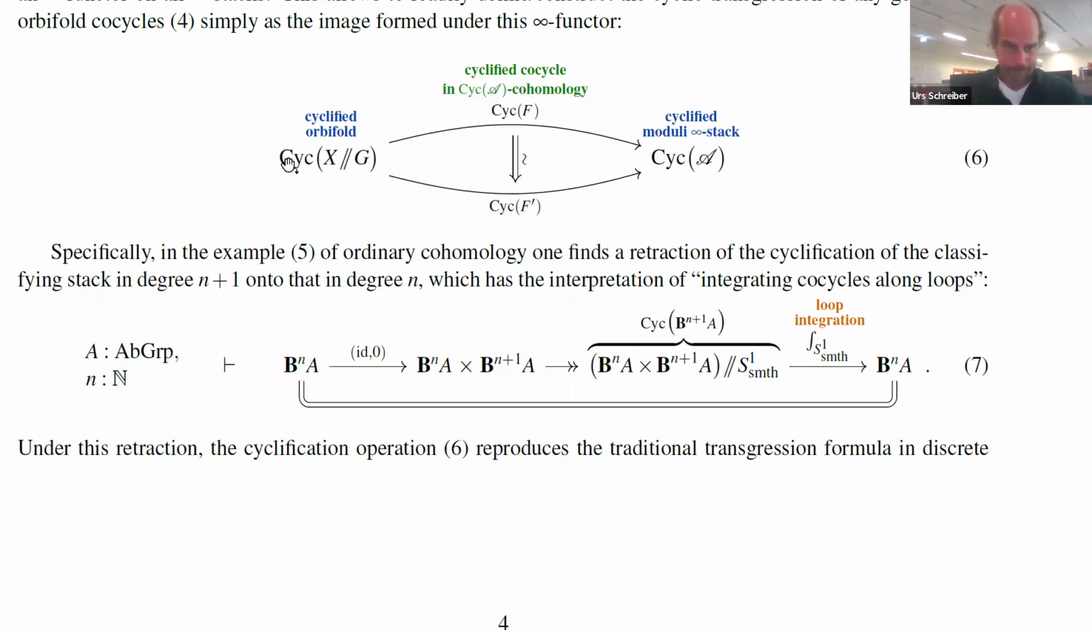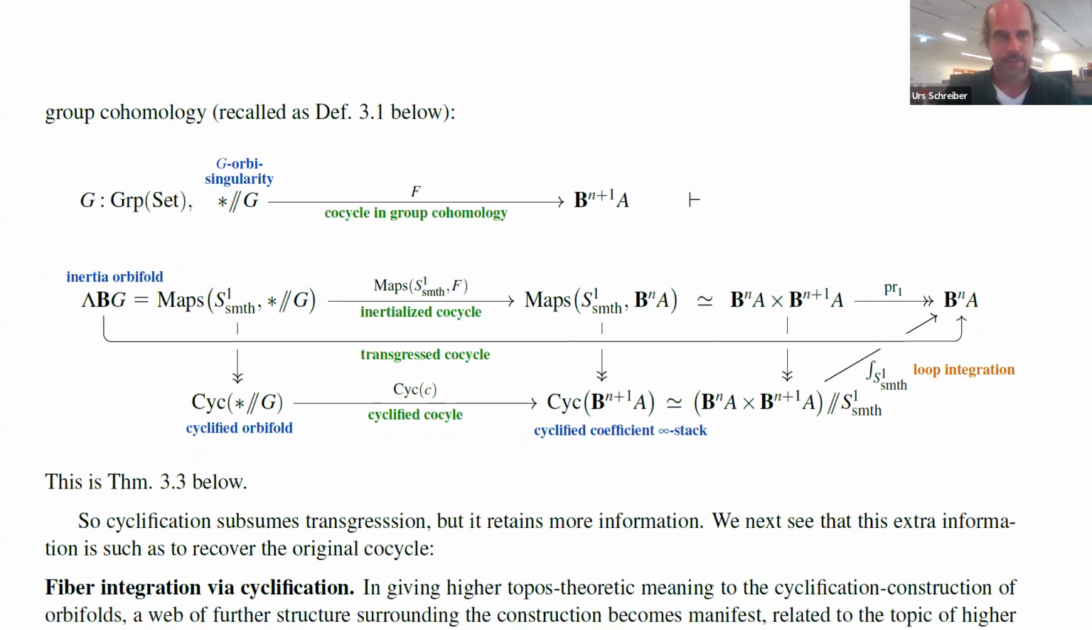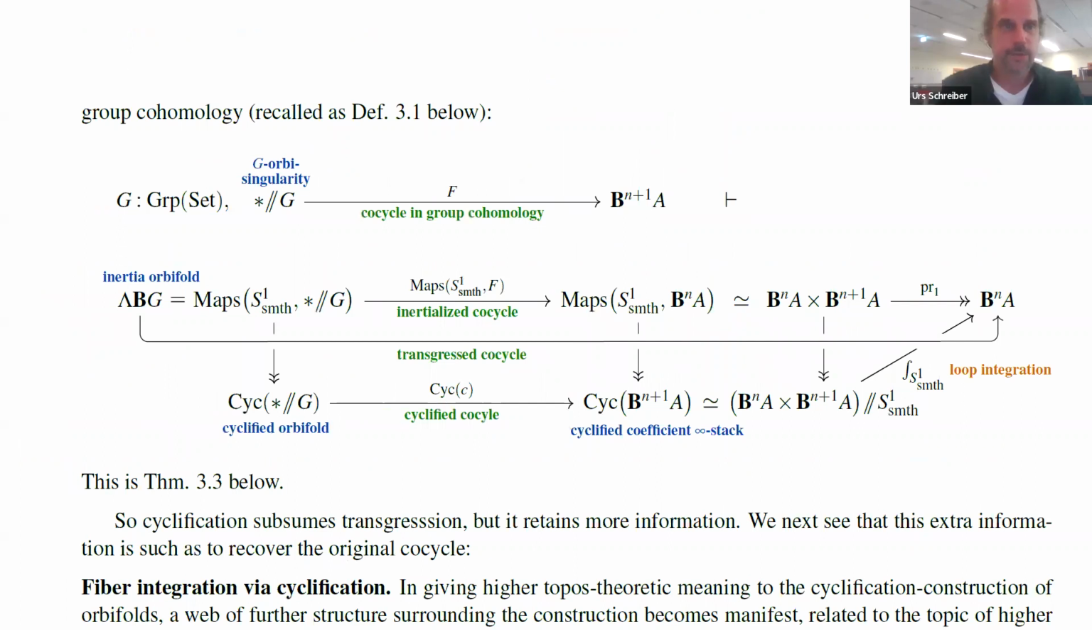So remember two things. Cyclification was an affine functor, so we can just hit all our diagrams with cyc, and we have this projection out of the cyclification of an abelian classifying stack. From this, we can now form the following diagram, and I claim this is transgression in group cohomology. Suppose we have a discrete group here, a group in sets embedded into our topos, and suppose we're looking at the delooping of that group. For the purposes of what we're after here, you should think of this as being one orbifold singularity with G automorphisms inside some orbifold. That's how this arises in applications.